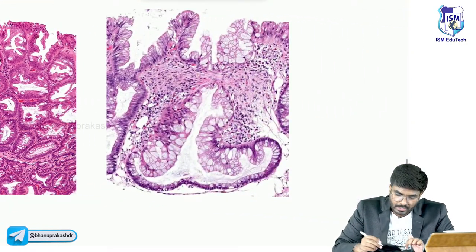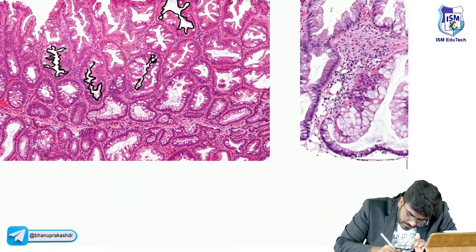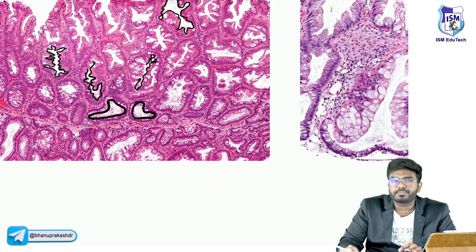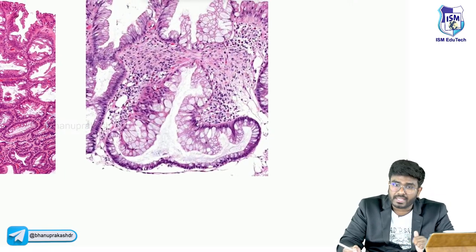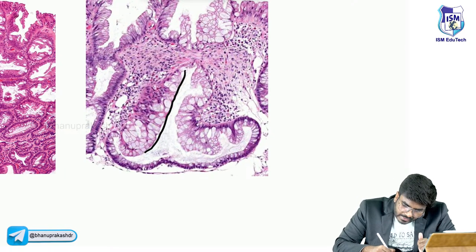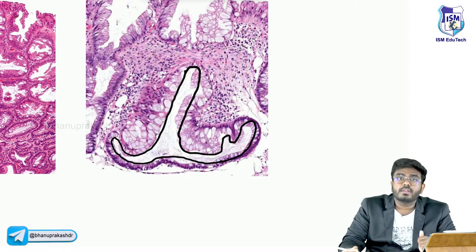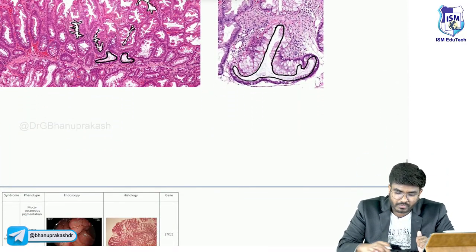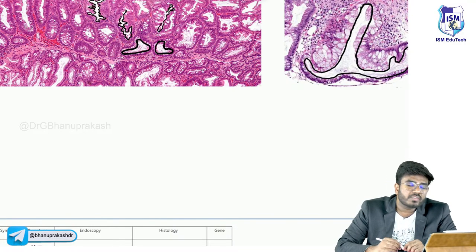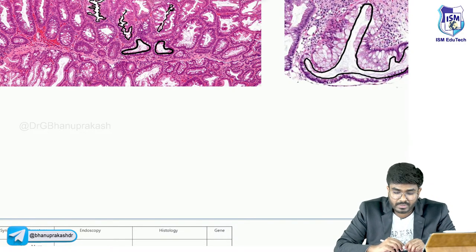Now, see, the crypts are going to look like a boot shape. Or sometimes, the crypts will look like inverted T-shape, sir. So, what are these polyps? The polyp which I am talking about right now, image-based question, important.